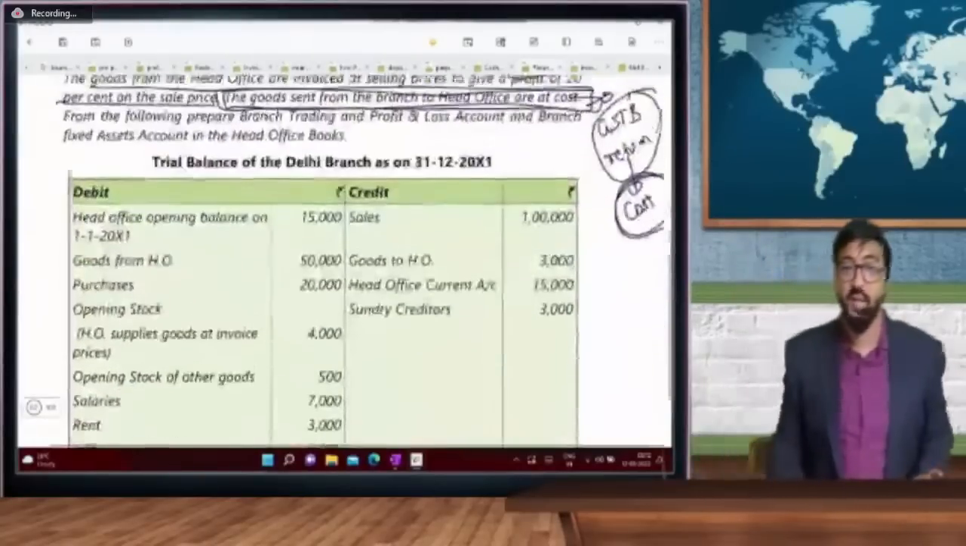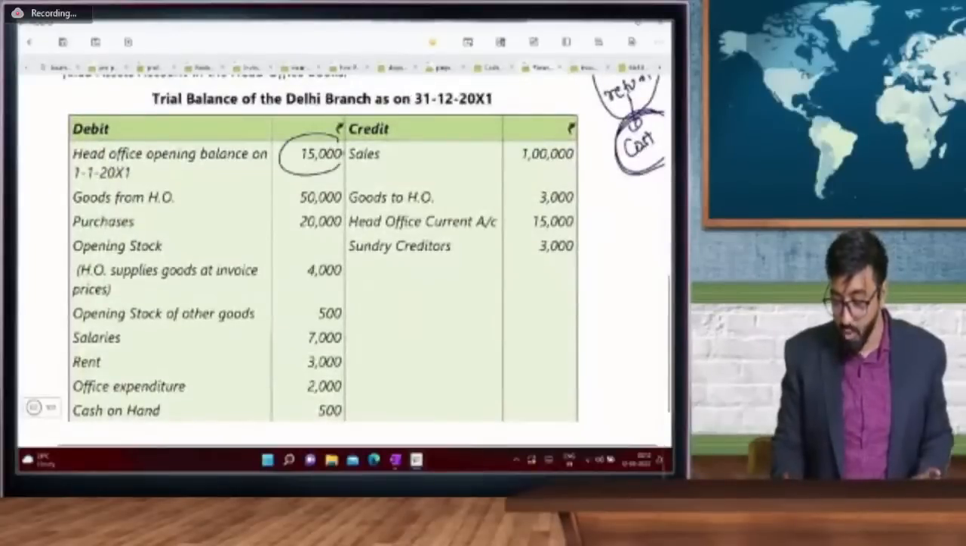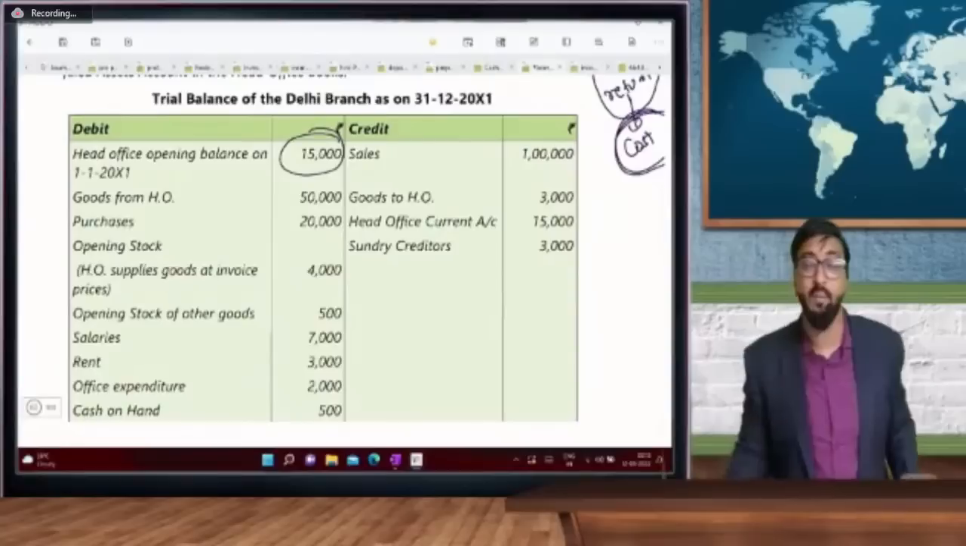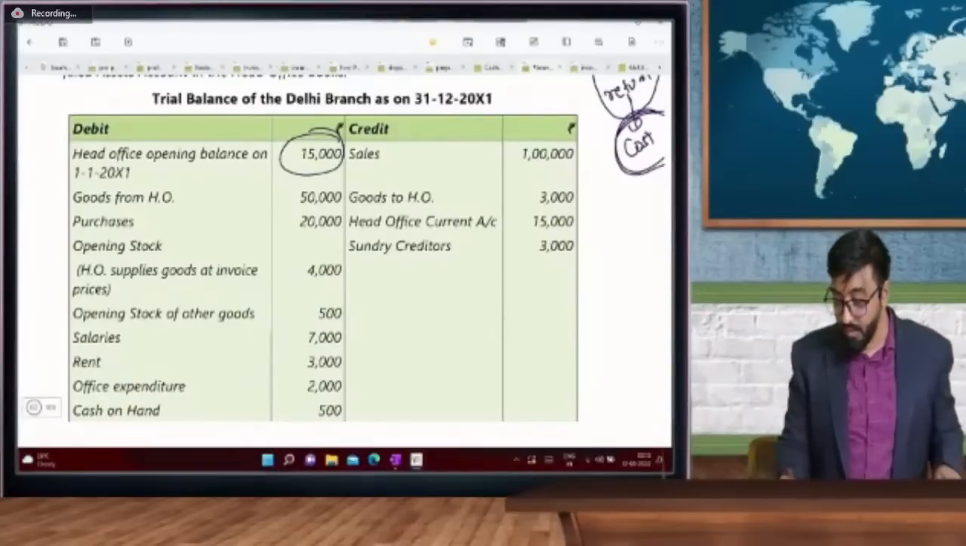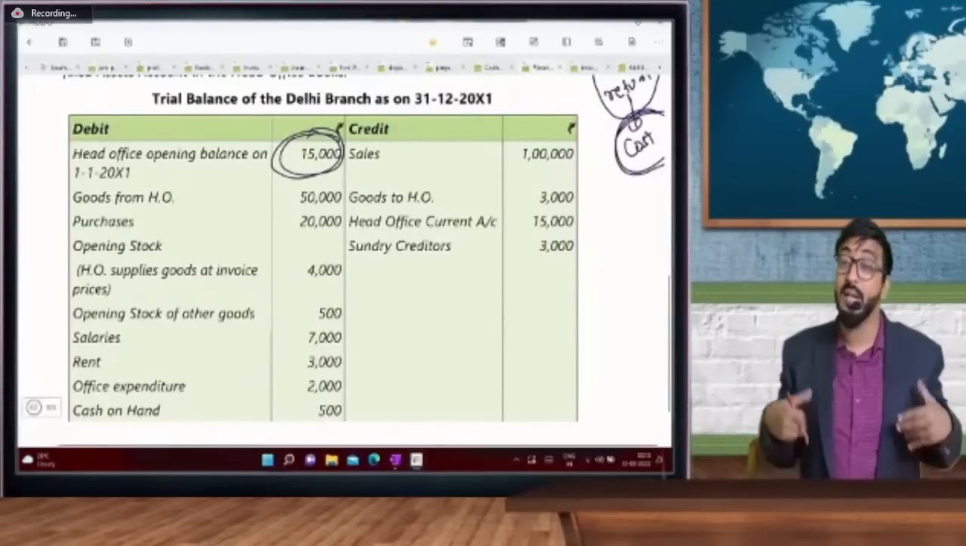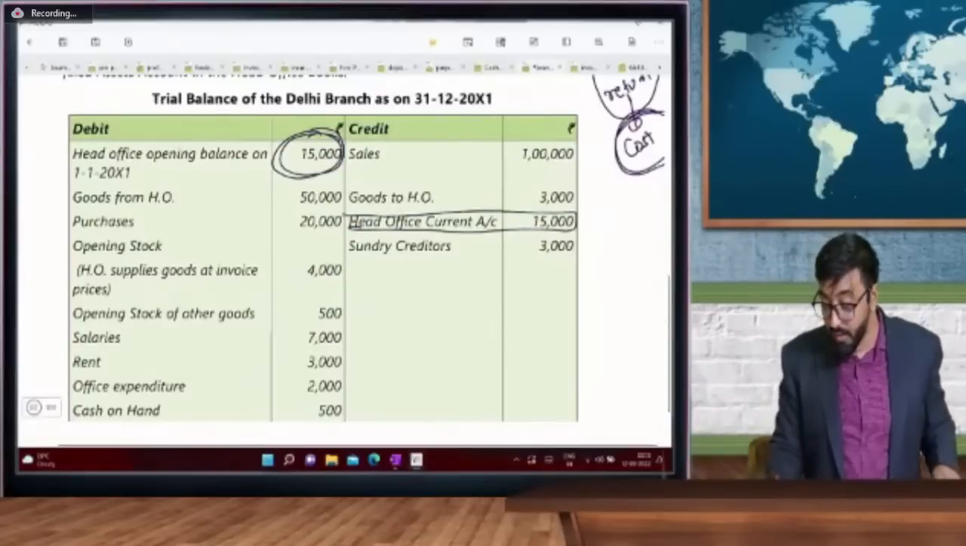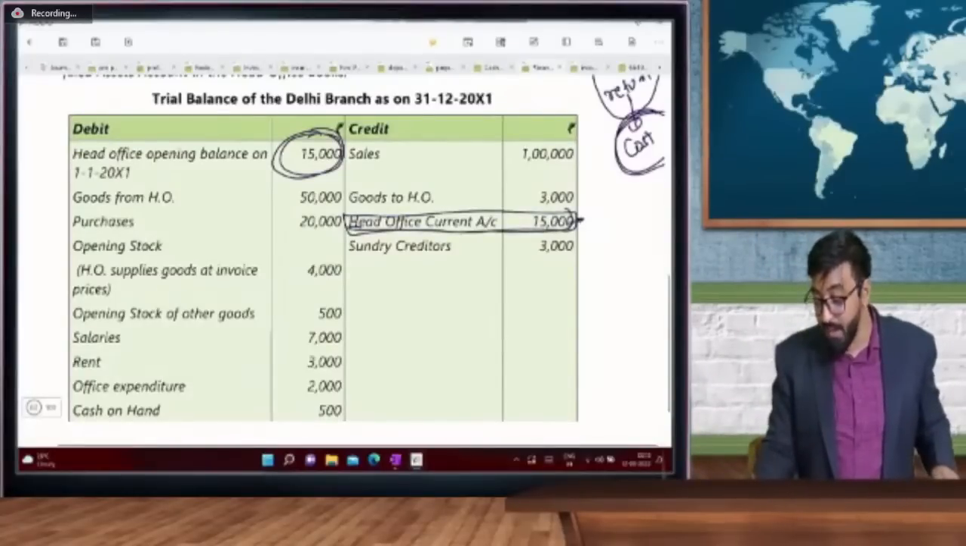Now see, head office opening balance. This is the opening balance in the trial balance of the Delhi branch. Why does it have an opening balance? Because all items are transferred to the head office account except the head office inter-unit transaction. So this balance is after inter-unit transactions.